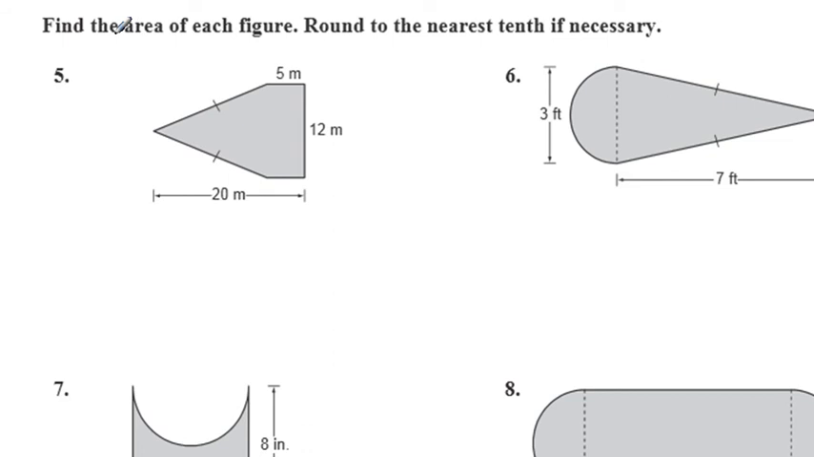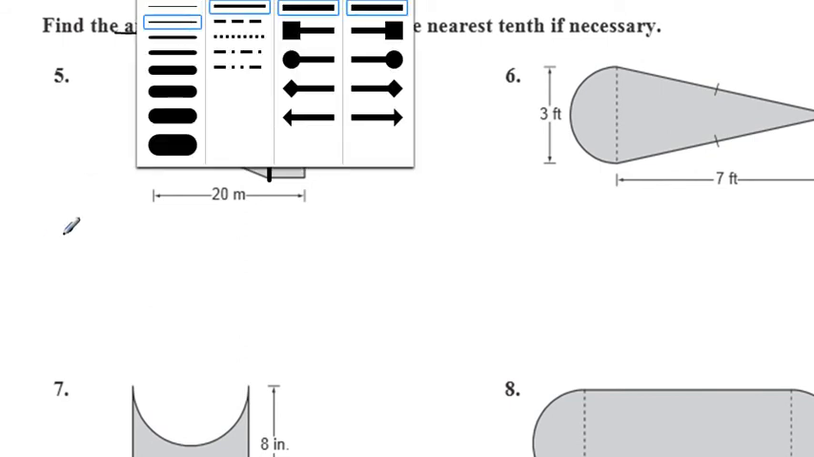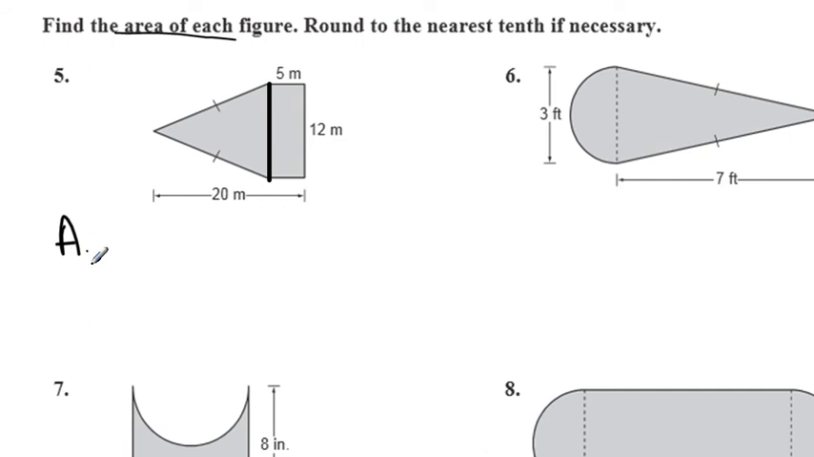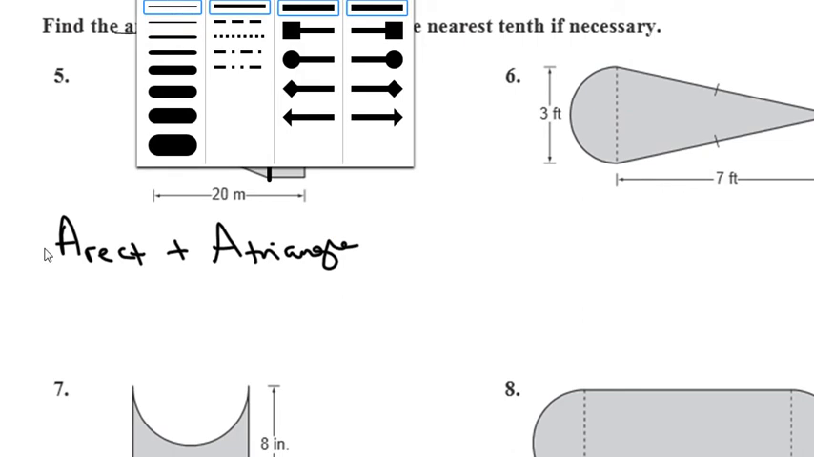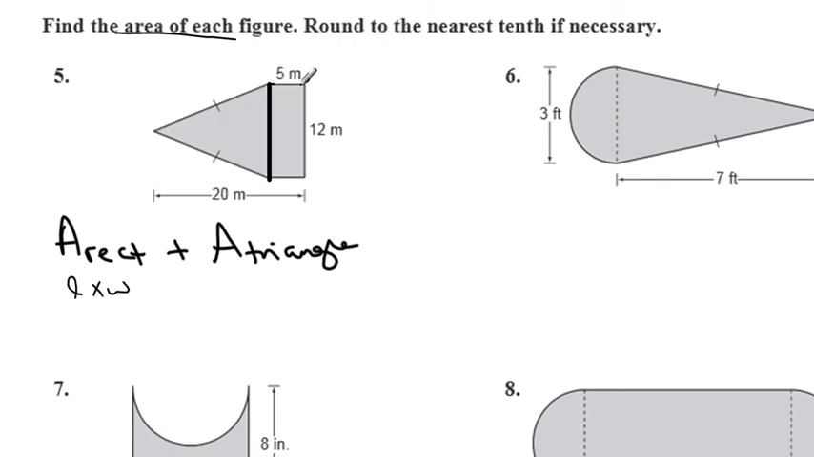Number 5, we want to find the area of the composite figure, so we have to figure out what shapes this is made up of. Well, if we draw a line straight down here, we see that we have a rectangle plus a triangle. So our job is going to be to find the area of the rectangle and add it to the area of the triangle. So starting with the rectangle, it's length times width. So 5 times 12, which gives me 60. That's the area of the rectangle.